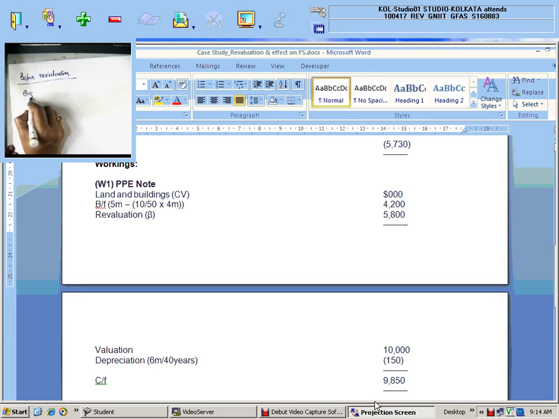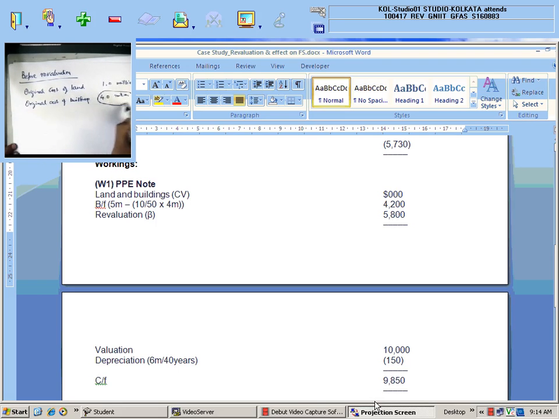Original cost of land: 1 million. Original cost of building: 4 million. So only the building will be depreciated, not the land.